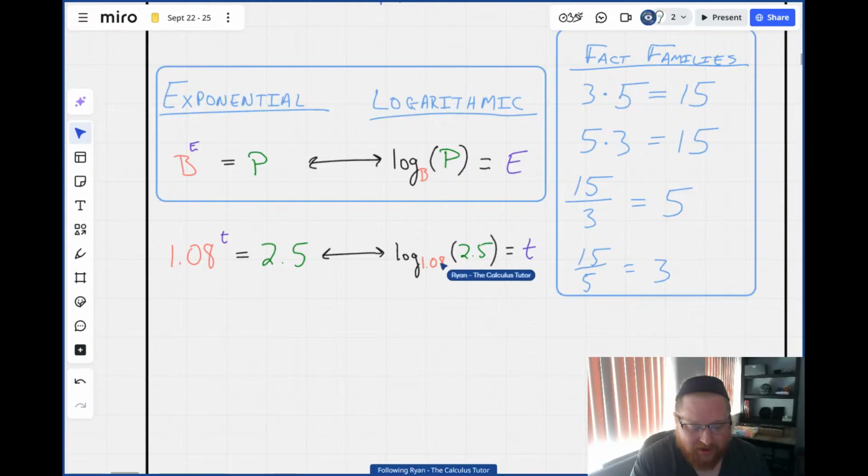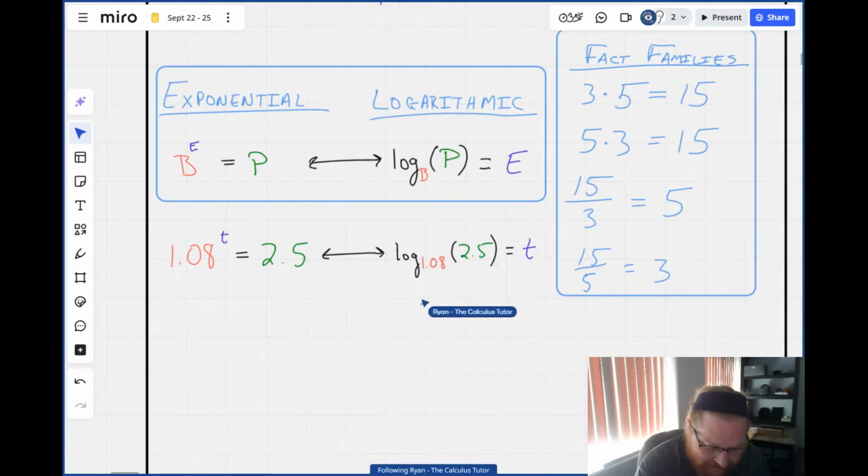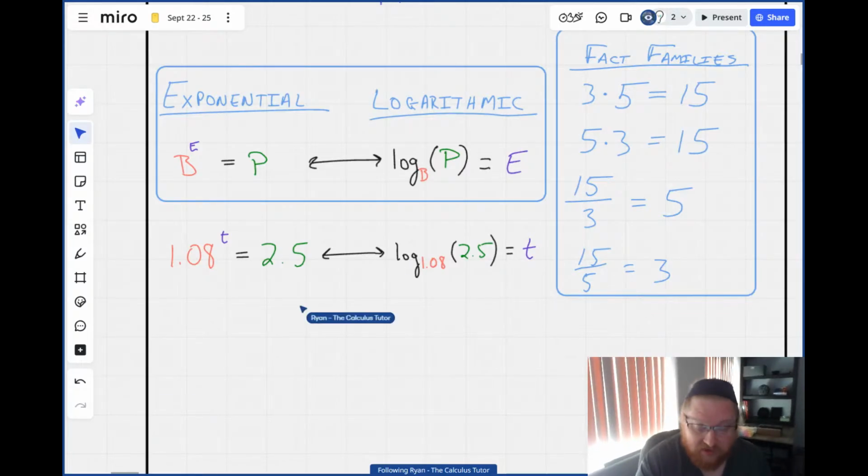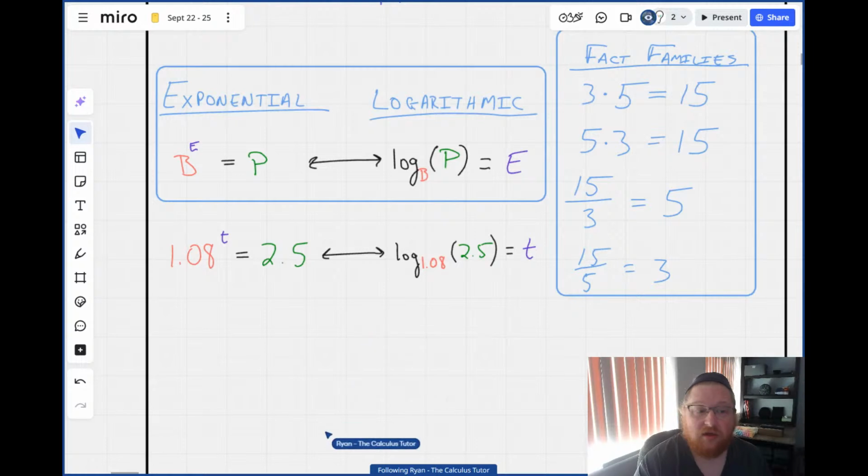Now here's the question. You're like, oh, okay, but I still don't know what the log base 1.08 of 2.5 is. And that's true. However, and honestly, I don't want to say nobody, but nobody expects you to be able to do this particular logarithm in your head. So we can enter it on a calculator.